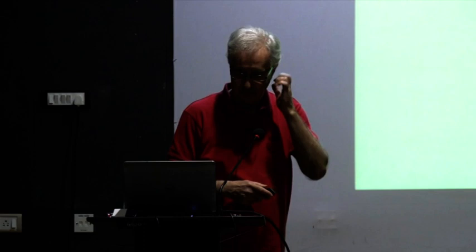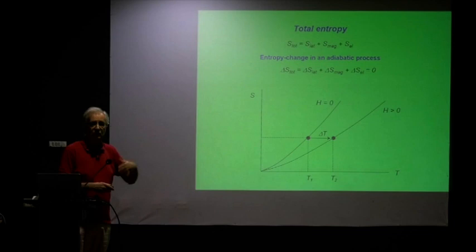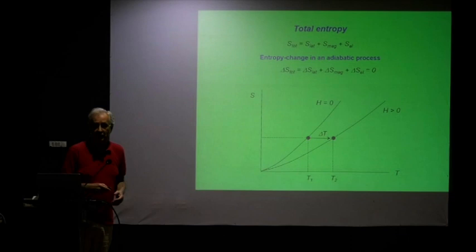So, for the case of the adiabatic demagnetization process at very low temperatures, this is okay. The entropy change in an adiabatic process, the total entropy change, when you go from one magnetic state to another magnetic state, has to be zero. This defines the adiabatic process. It cannot be anything else.